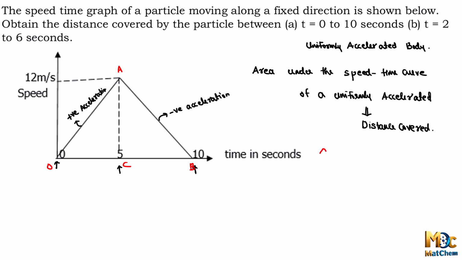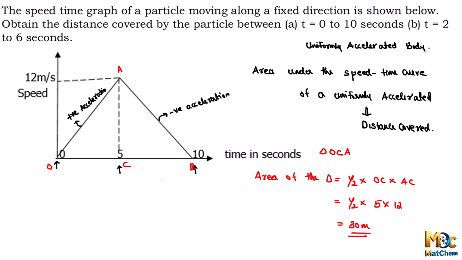First one, triangle OCA. Therefore, the area of the triangle will be equal to half into base into height. The base is OC and the height is AC. So what is the value of OC? The value of OC is 5 seconds, and AC is 12 meter per second, because from 0 the speed is increased to 12. So 12 into 5 is 60, divided by 2, that is equal to 30.